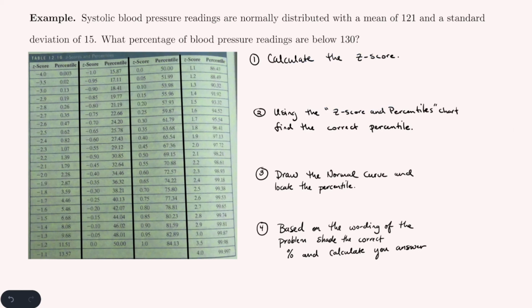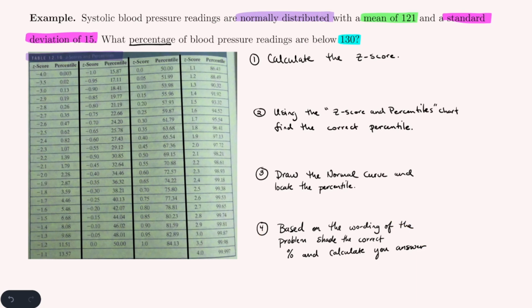So as we read through this problem, we are told that systolic blood pressure readings are normally distributed. That tells us we can use the z-score and percentiles chart. We know that the mean is 121, standard deviation of 15. And then based on this, we're asked what percentage, so the idea of percentage is telling us that we're looking for the percentile, of blood pressure readings are below 130. So our data value is 130.